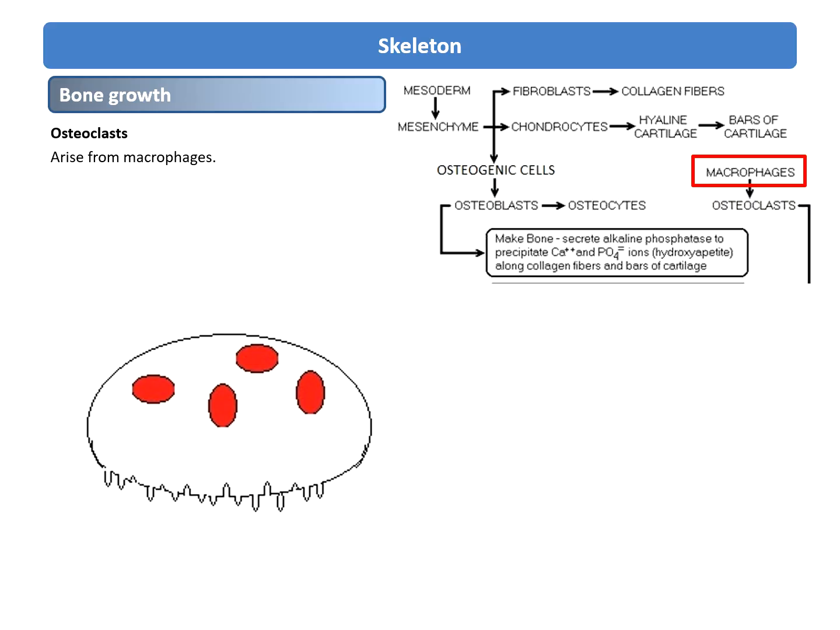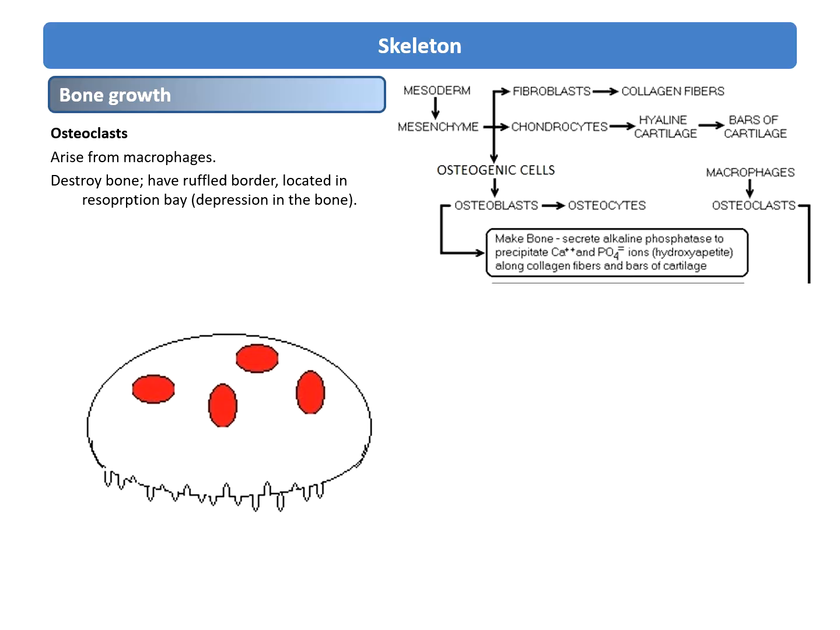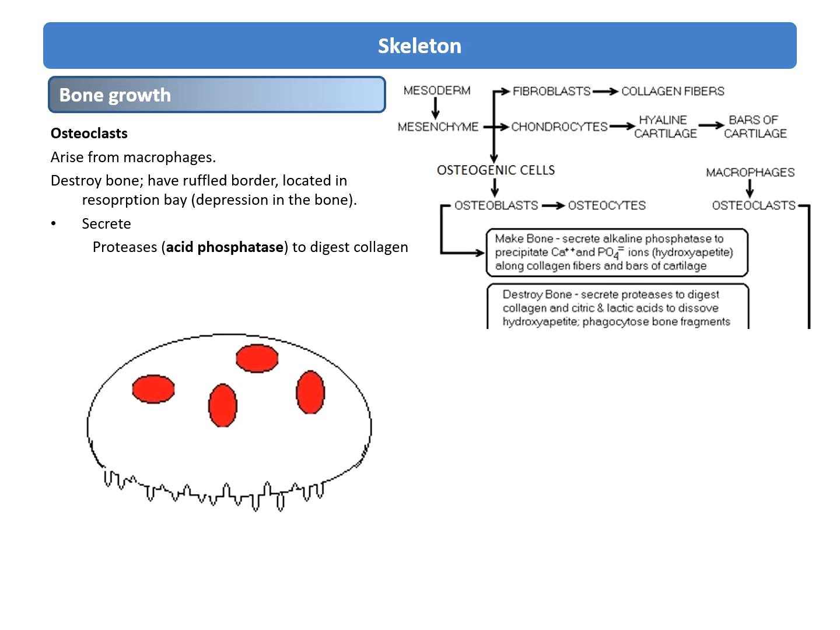Osteoclasts, on the other hand, are cells that arise from macrophages, and they destroy bone. They have a ruffled border, lower border in this diagram. They're located in a depression in the bone called a resorption bay. They secrete proteases like acid phosphatase to digest away the collagen, and they secrete citric and lactic acids to dissolve the hydroxyapatite. Then they phagocytize the bone fragments. So you see they break down bone and clean up the mess.